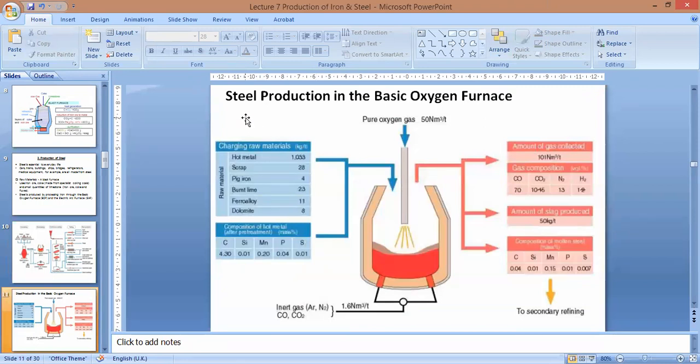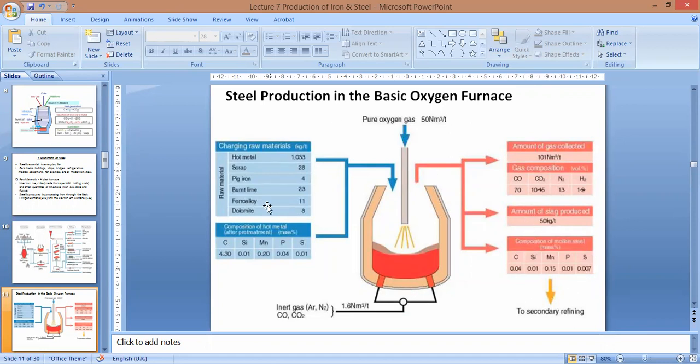So this is steel production in the basic oxygen furnace, or the BOF. These are the charging raw materials, and this is the input. This is the blue side, the composition of the hot metal after pretreatment. You have the figures there, the mass percent. And then this is the output now, the amount of gas collected and the gas composition.